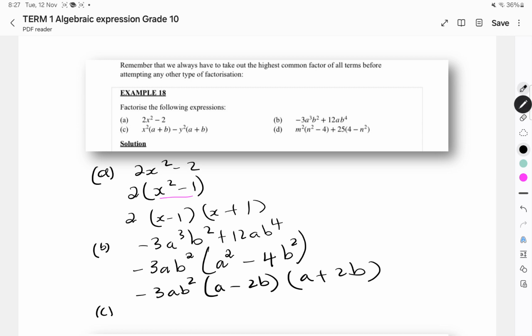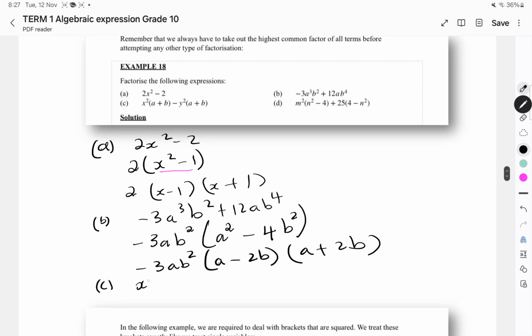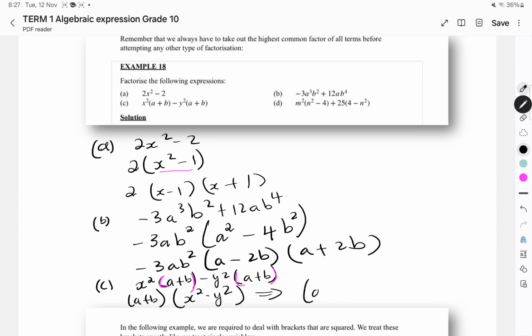Let's go to number C. I'm having x squared (a plus b) minus y squared (a plus b). We know that it's a common bracket, so I take it out as a common factor, a plus b. Then I have x squared minus y squared, but I cannot end there, okay? This can still be factorized. Then that one will be (x minus y)(x plus y).